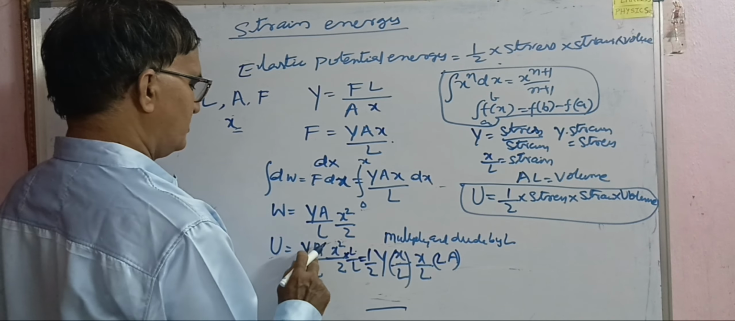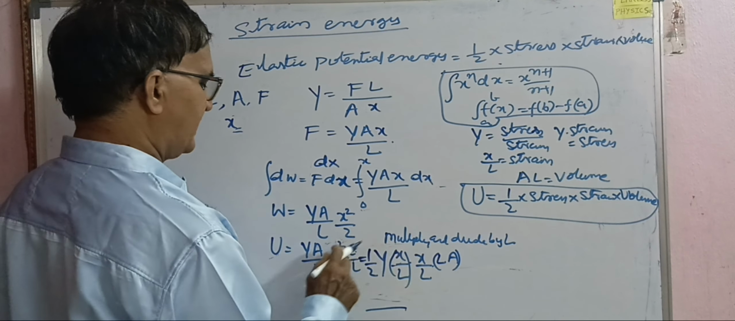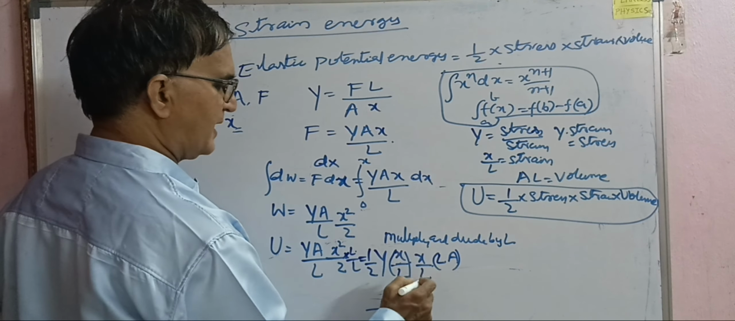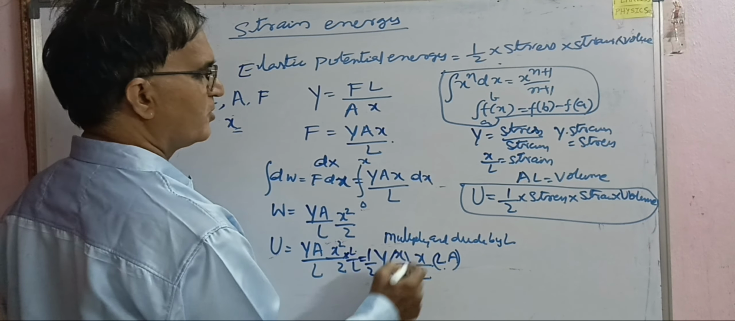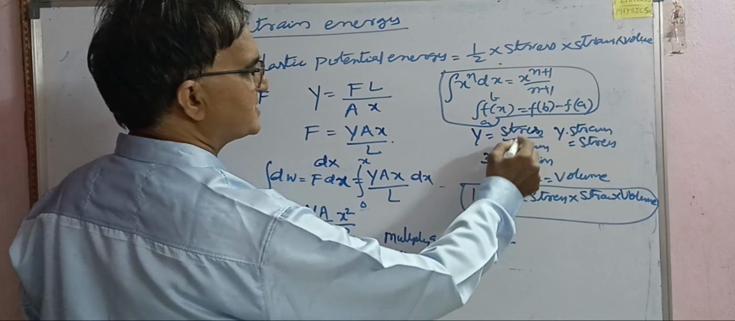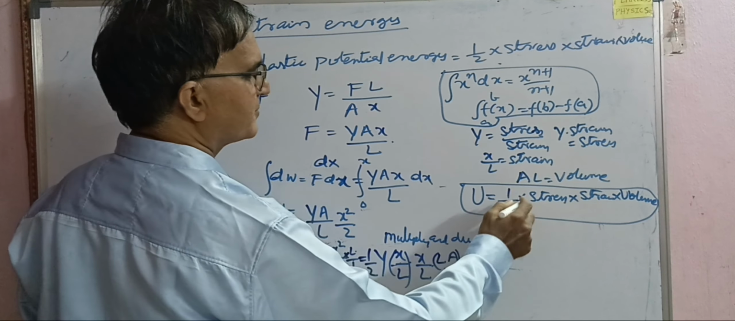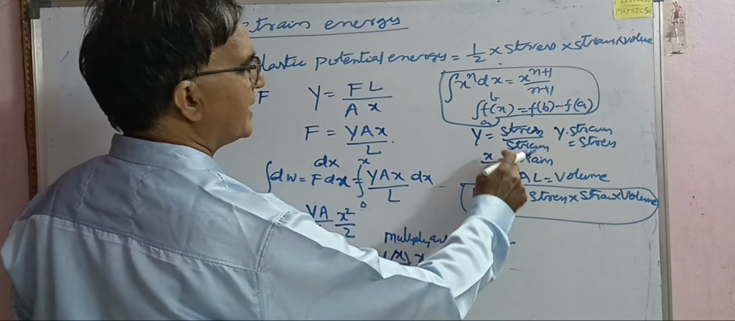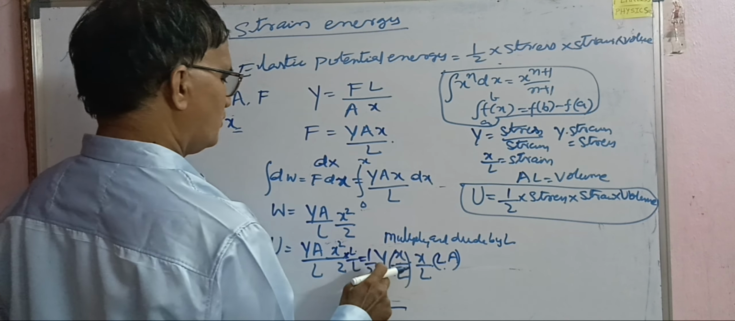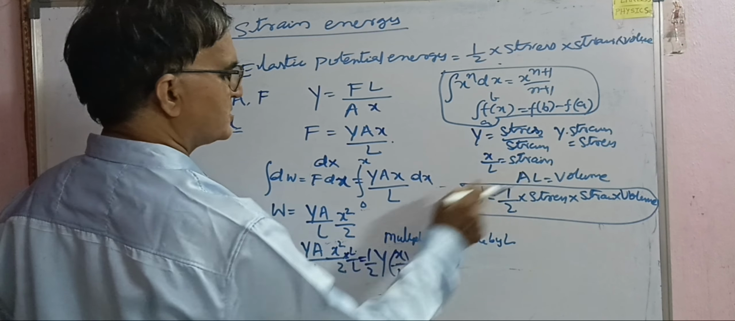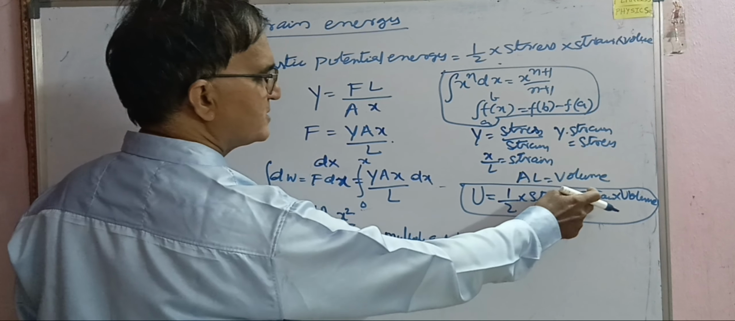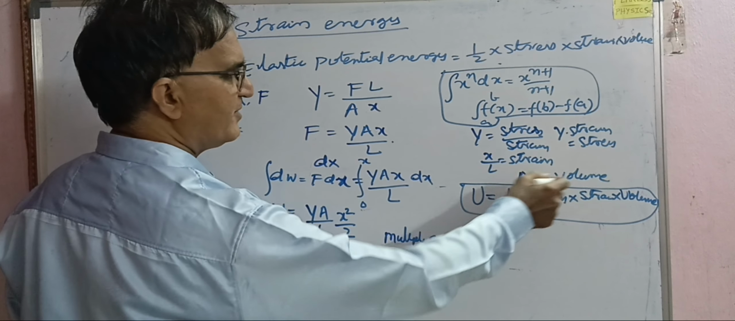Then YA by L, Ax by L, one time you write. This x you take separate, x by L, L into A. So half, stress by strain. Stress is equal to Y into strain. So x by L, the replacement here: Y into strain is stress, and strain is change in length by original length. Area into length is volume.